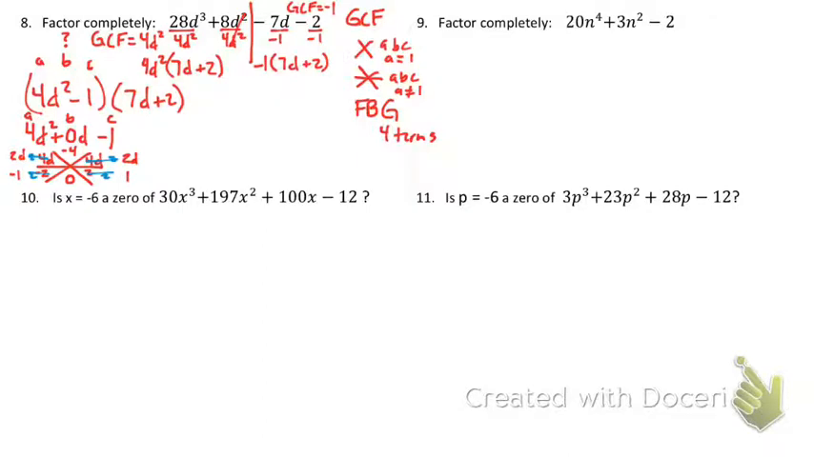So once I have that, I can put those into factored form. So we're going to have 2D minus 1, and then 2D plus 1, and then don't forget your factor up here. 7D plus 2 goes here as well, all 3 factors. Okay, that is now factored completely.